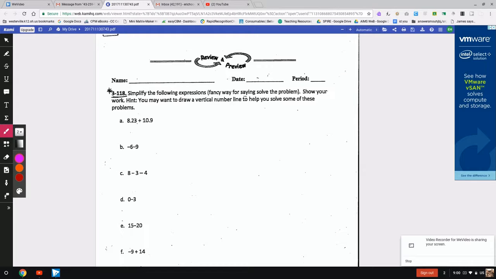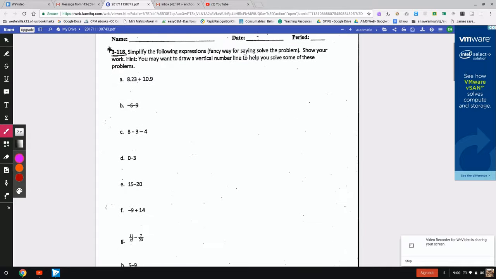First question here. We have a lot of adding integers, and it looks like one decimal. One strategy I want to show you, if you didn't want to use the number line, looking at B right here, you can draw tiles. So let's just say you had your 6 negatives, and you're really taking away 9 positives.